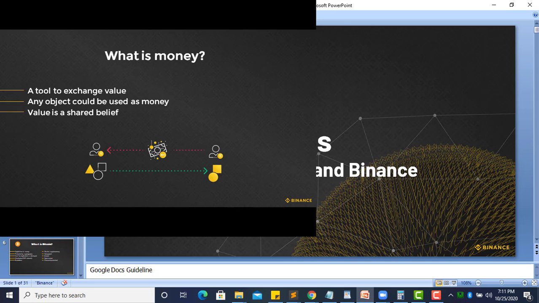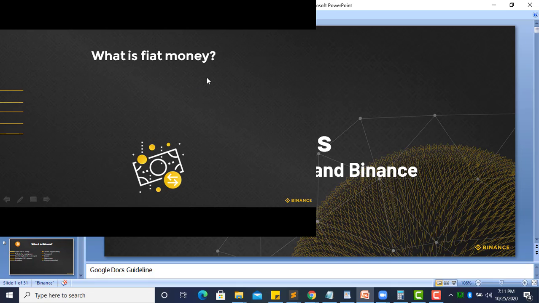So money is just anything that a group of people believe can be used to exchange value. That is what is understood as money: a means to exchange value.